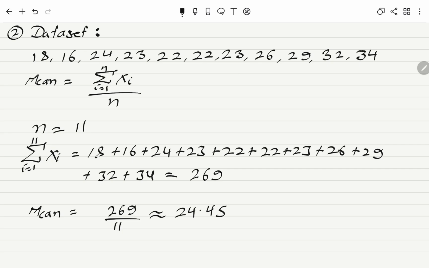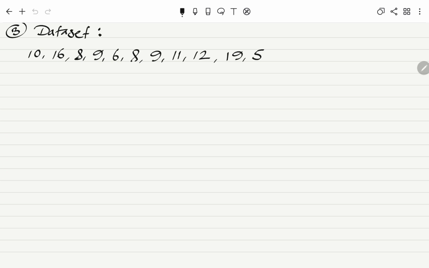Let's try another example. Here we have a third data set. Again, if you were to calculate the mean, the formula is going to be the summation of xi, i goes from 1 to n, divided by n. N here is just going to be 1, 2, 3, 4, 5, 6, 7, 8, 9, 10, 11. So n is 11.